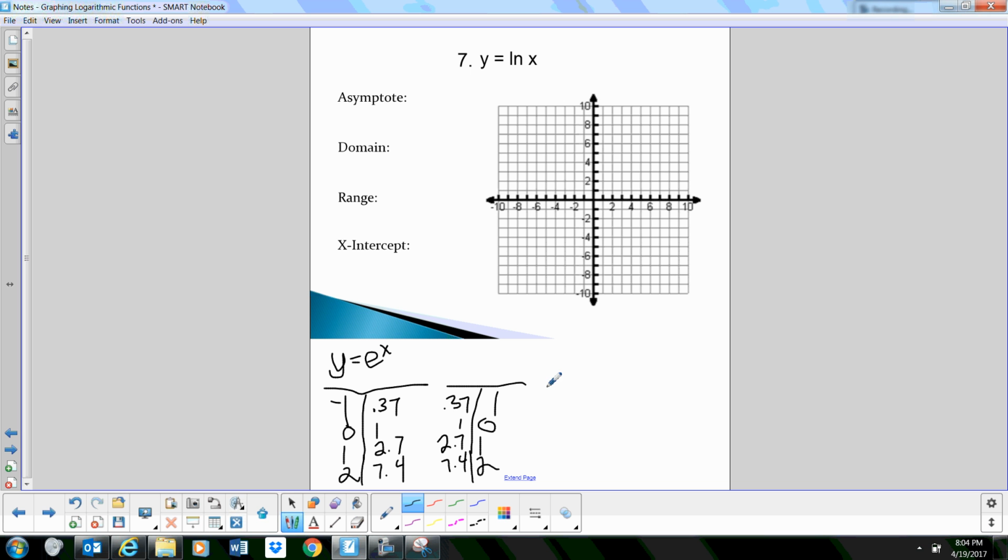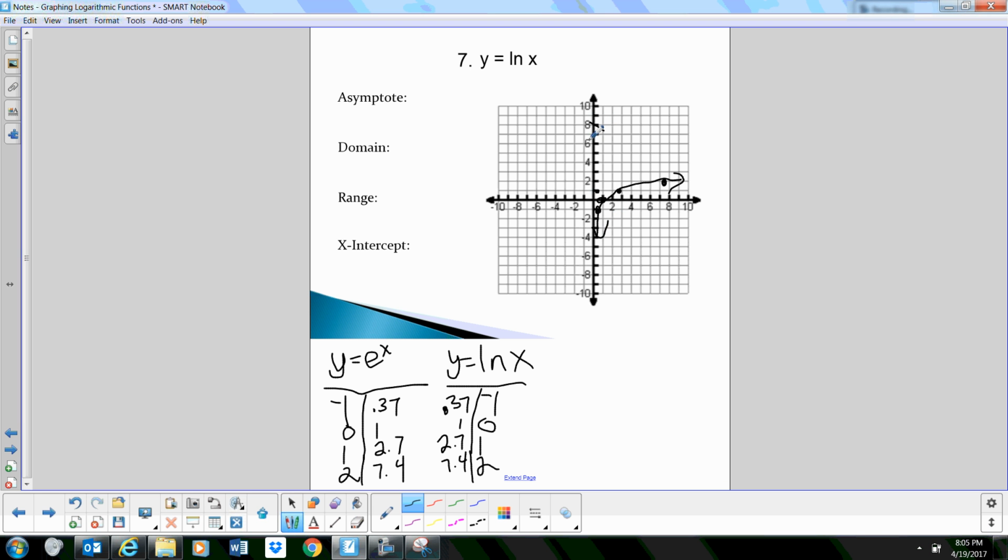Okay, then from here we're going to apply any transformations. Well, we don't have any because we're doing the parent graph, but we know that we could apply a horizontal, a vertical shift, and even a reflection. So let's plot these so you can see the parent graph. 0.37, negative 1 — oh, wait a second, that's a negative 1. That's why it wasn't coming out. 0.37, negative 1; 1, 0; 2.7, which is almost a 3, 1; and 7.4, 2. And there's our parent graph for a natural log.